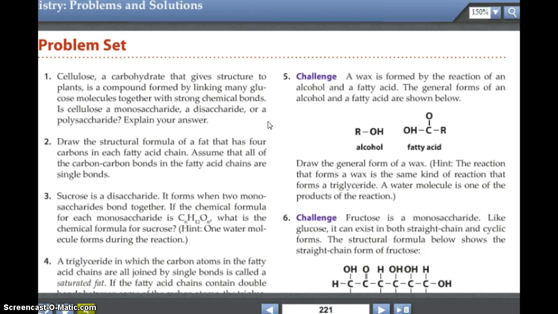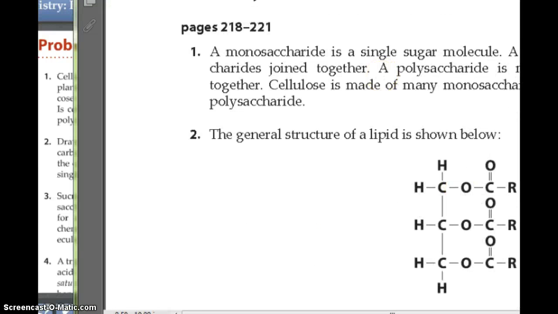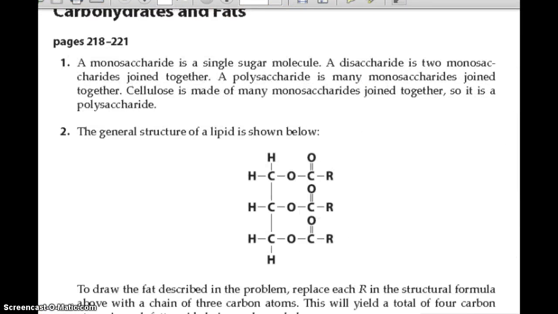Question 1 says cellulose, a carbohydrate that gives structure to plants, is a compound formed by linking many glucose molecules together with strong chemical bonds. Is cellulose a monosaccharide, disaccharide, or polysaccharide? Explain your answer. Hit pause. And the answer, of course, is that since a monosaccharide is single, disaccharide is 2, poly is many, cellulose is made of many monosaccharides joined together, so it's a polysaccharide.